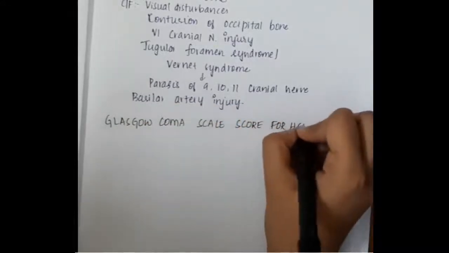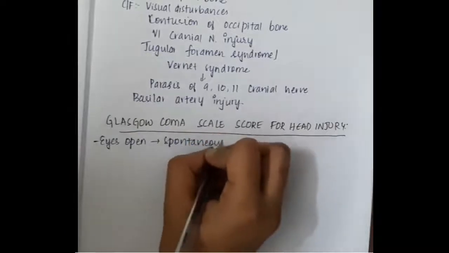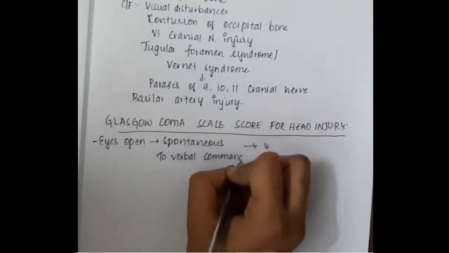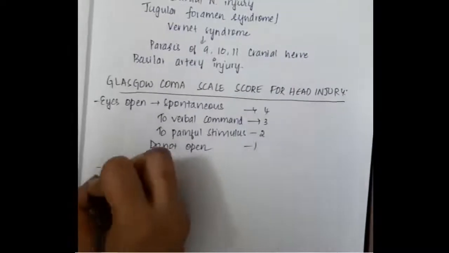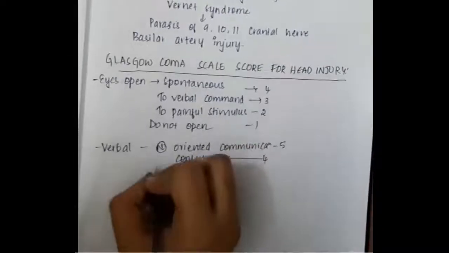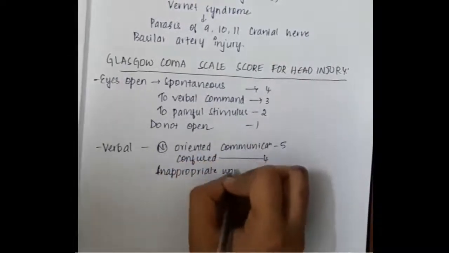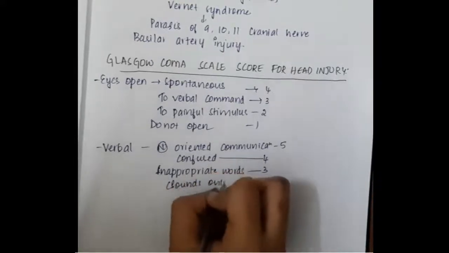Then we have to learn about the Glasgow Coma Scale score for head injury. In the Glasgow Coma Scale, first eyes: open spontaneously is 4, to verbal commands 3, to painful stimulus 2, do not open 1. Then verbal response: if they are normally oriented in communication, it is 5. If they communicate in a confused way, the score is 4. If they speak inappropriate words, the score is 3.